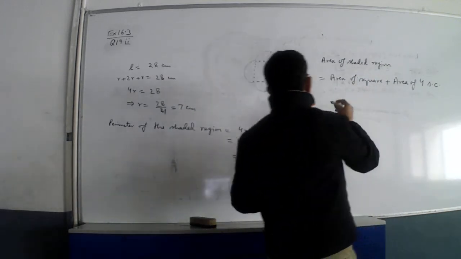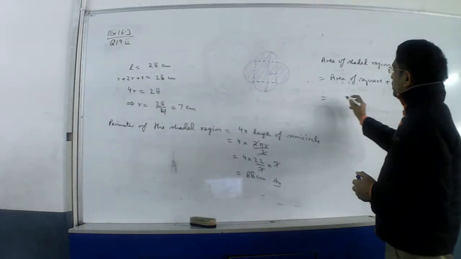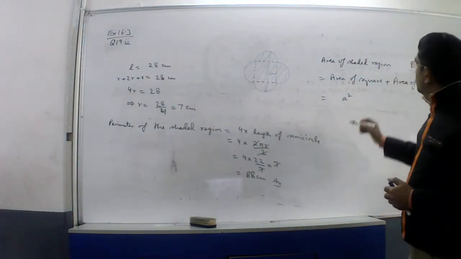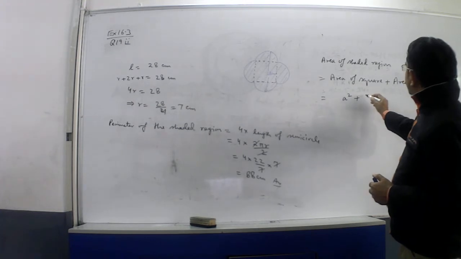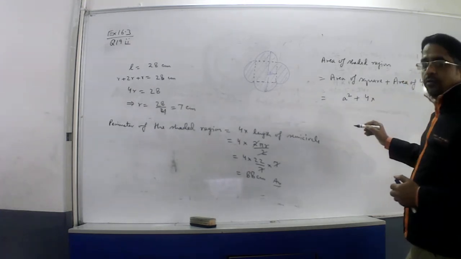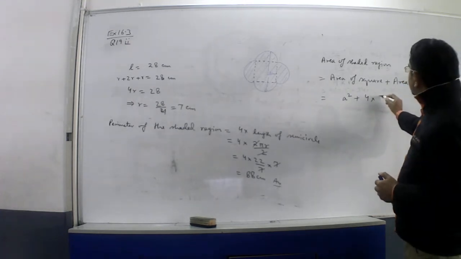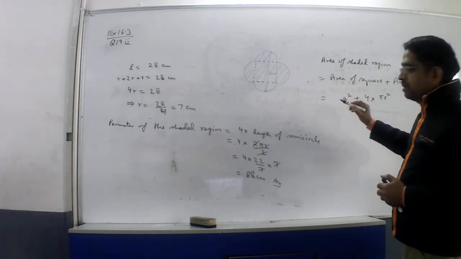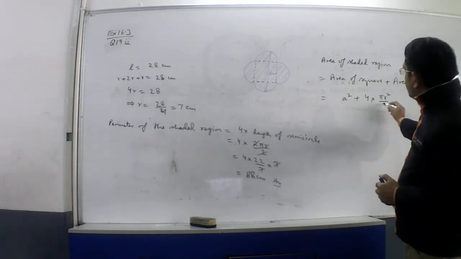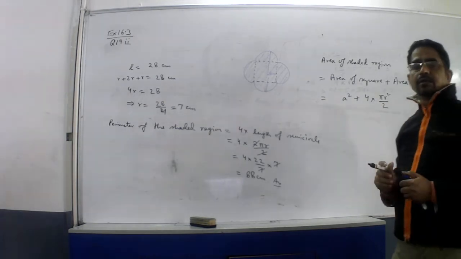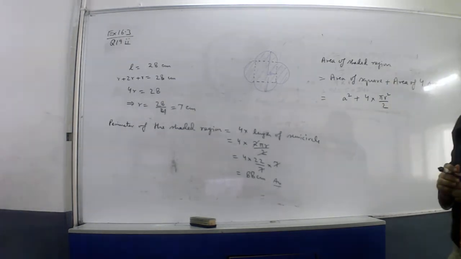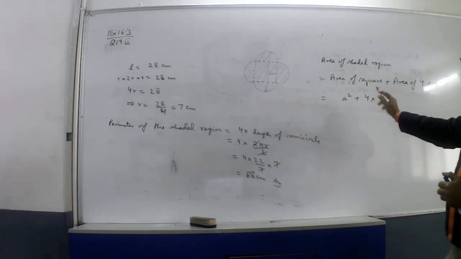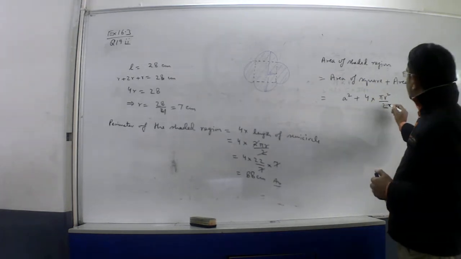Area of square is side square, this you already know. You can write a square also. And 4 semicircles. So 4 into, now area of circle is pi r square. So area of circle will be divided by 2. Semicircle means half of it. So area of circle is pi r square, and area of semicircle is pi r square by 2. So you can simplify it.